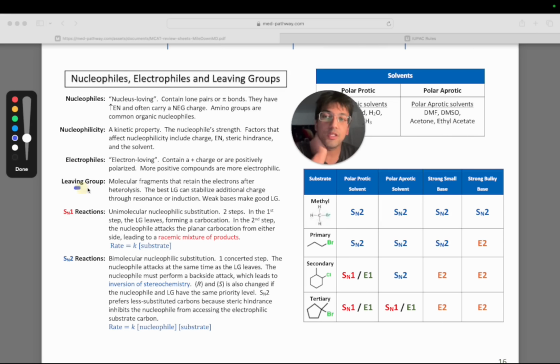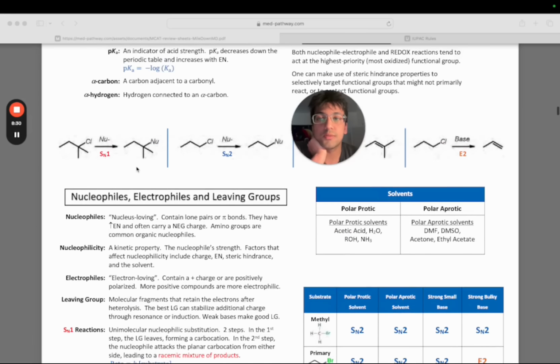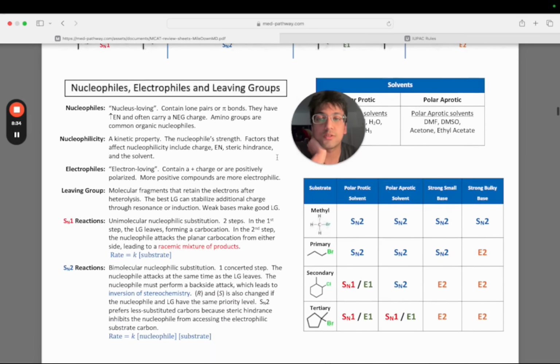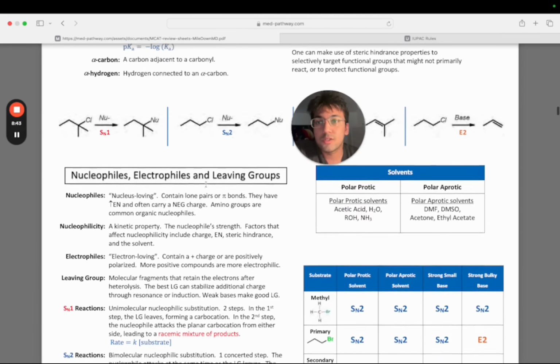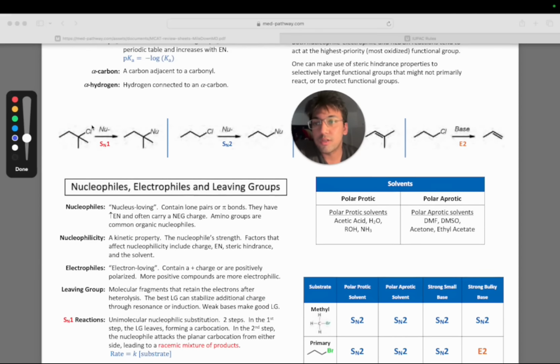All right. Now we have leaving groups. Leaving groups are these things that I told you about here, this chloride over here, this chloride over here. Those are all leaving groups. Those are the things that leave, and they're the molecular fragments. The best leaving group is able to stabilize the additional charge that it's leaving with. So why is chloride leaving this? Well, because the nucleophile is attacking this compound over here, and this chloride is leaving with the electrons from this bond. This bond, the electrons go on to this chloride. So what is this chloride going to look like when it's leaving?